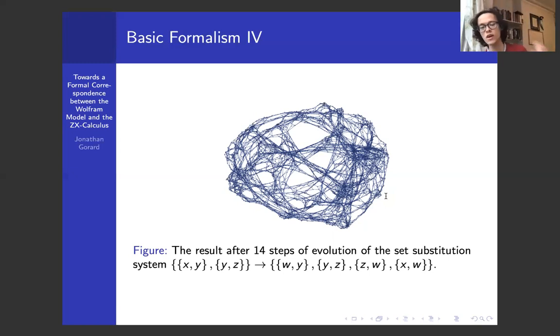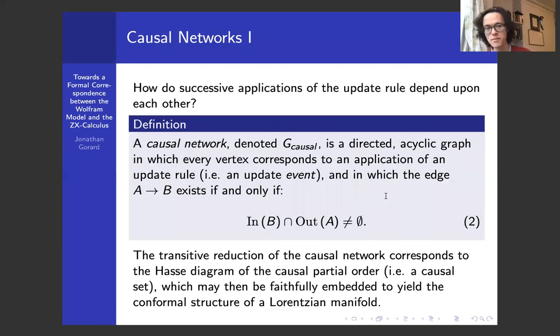So really what you want to know is how do different orderings of update events or different applications of the update rules depend on each other? So you want to have some sort of sense of what's the causal relationship between each update. And so we can parameterize that using what we call a causal network, which is just some directed acyclic graph in which all of the vertices are applications of updates. They're what we call updating events.